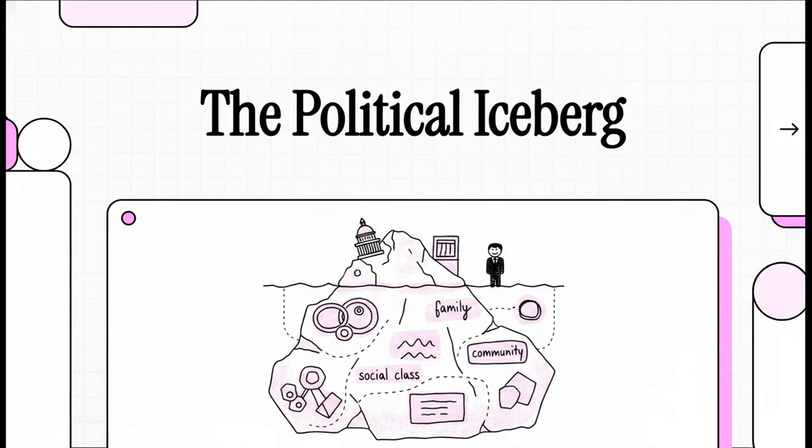Welcome to This Explainer. You know, when we think about politics, our minds usually jump straight to politicians in suits, voting booths, and Capitol buildings. Basically, the official machinery of government. But what if I told you all of that is just the very tip of a massive hidden structure?